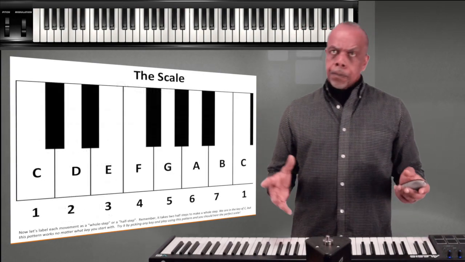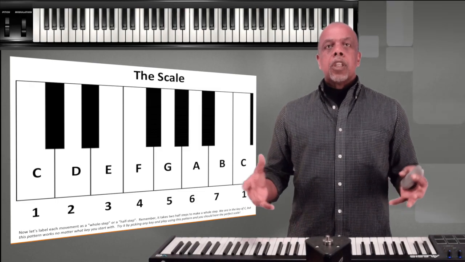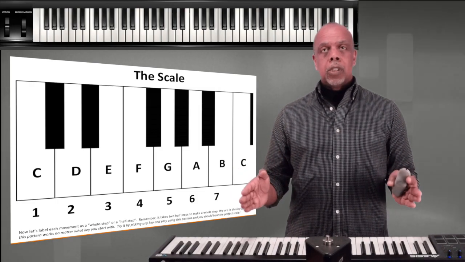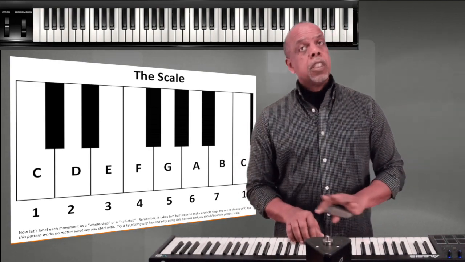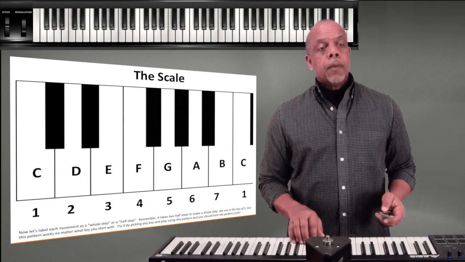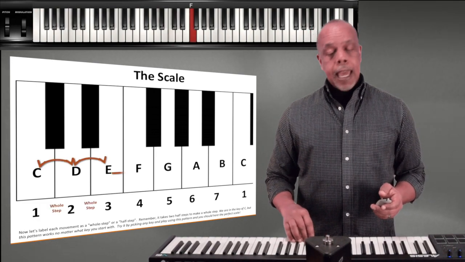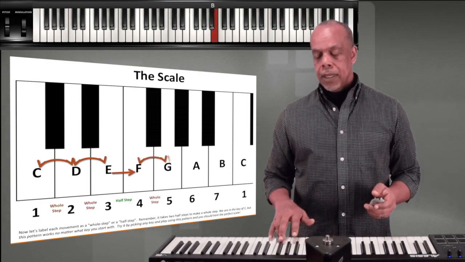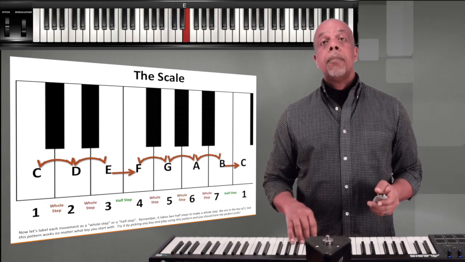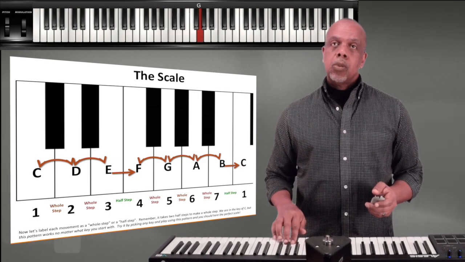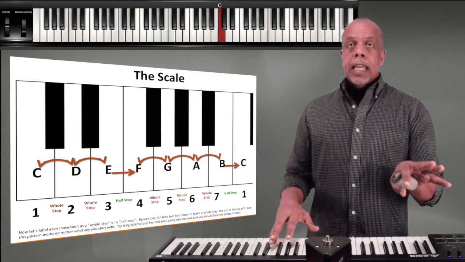If you remember, as always, everything in music is built around the scale, seven notes, the number of completion. We're going to be in the key of C for everything we do in this video. The scale starts at C, D, E, F, G, A, B, C. That was a whole step, then a half step, whole step, half step.